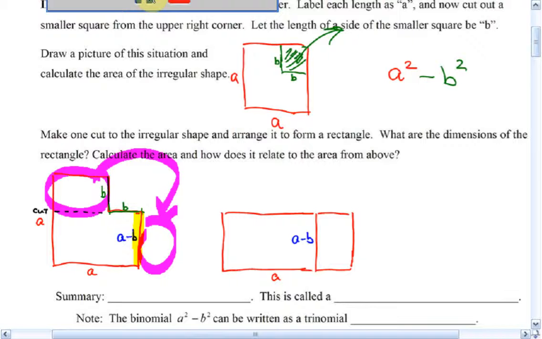So once again, take the piece on the top, rip it, and then stick it on the side over here to make a rectangle. Our goal is to make a rectangle. And I'd like you to draw this out too in your notes. Draw it out.